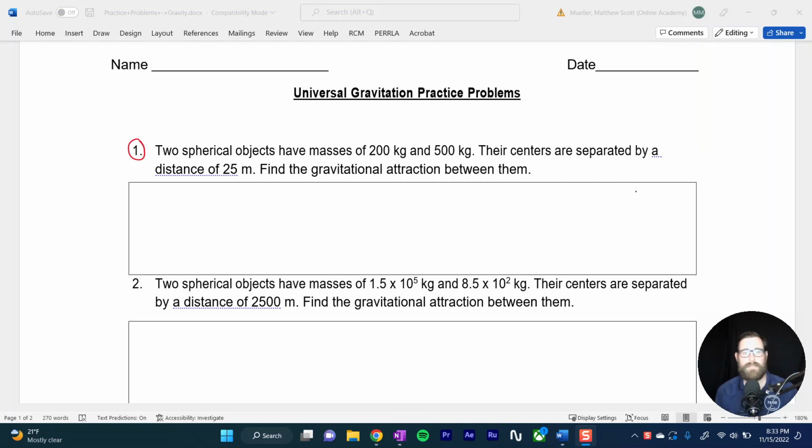Hey everybody, in this video we're going to go over universal gravitation and some of the practice problems that are found in the curriculum. So without further ado, let's get started.